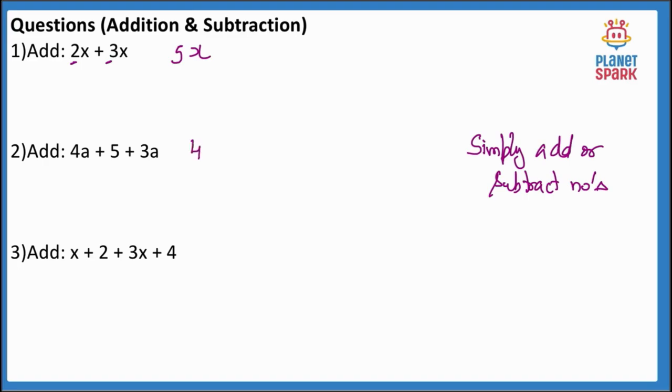Next is 4a plus 5 minus 3a. Now 4a cannot be added to 5. But 4a and 3a both are like terms. So 4a minus 3a gives 7a plus 5. Furthermore, 7a and 5 are not like, so we cannot add.